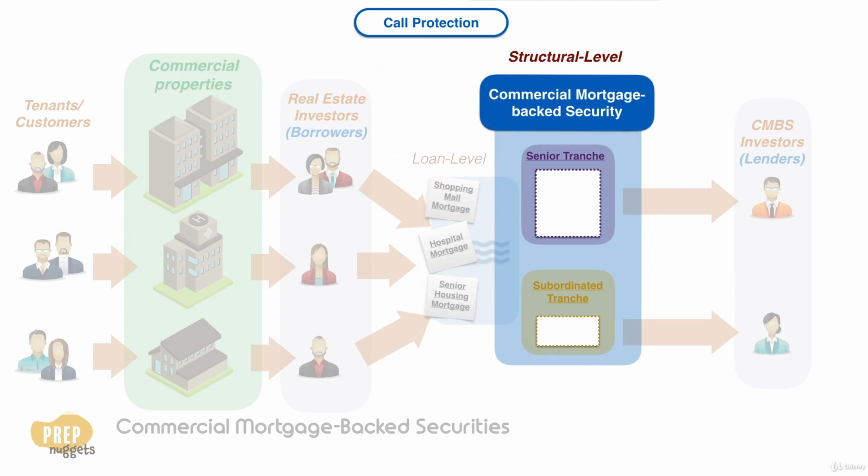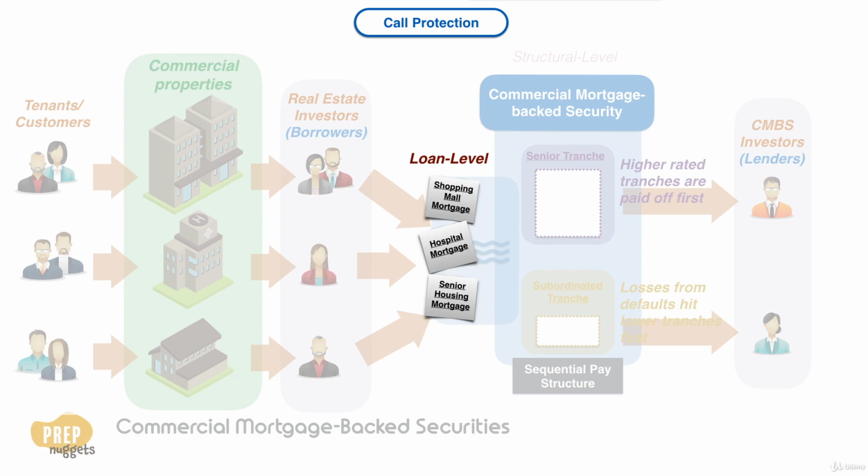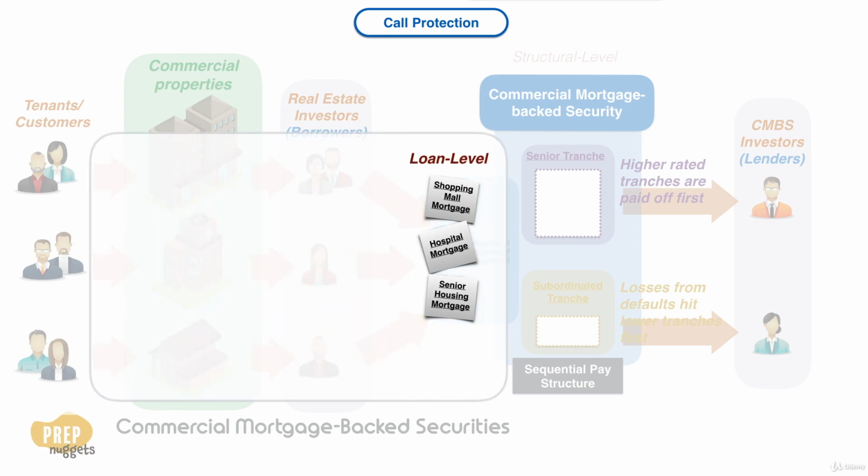Structural call protection is achieved when CMBS are structured to have sequential pay tranches by credit rating. The structure makes sure that the higher priority tranches are paid off first and retired before paying off the lower priority tranches. Also, losses from default hit the most junior tranches first before making their way to higher rated tranches. At the loan level, 4 mechanisms offer investors call protection.